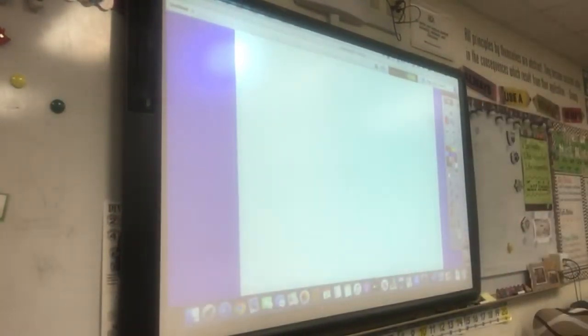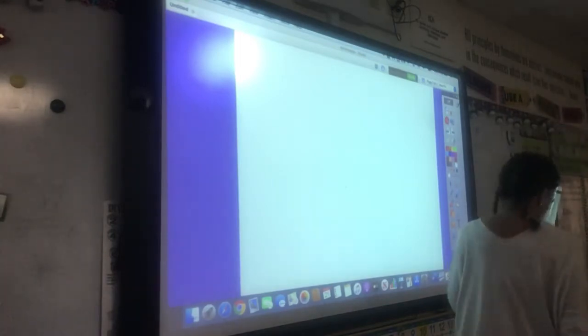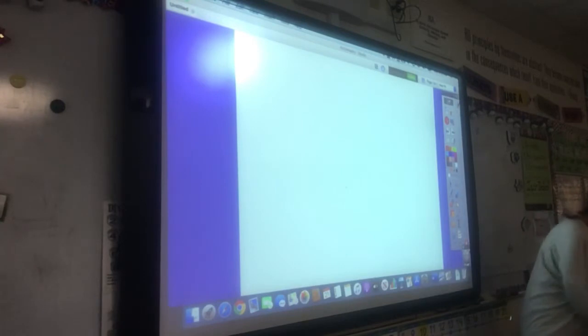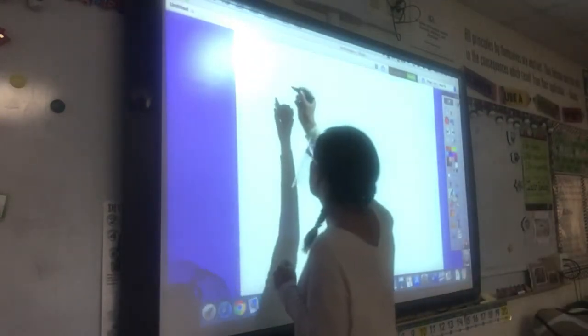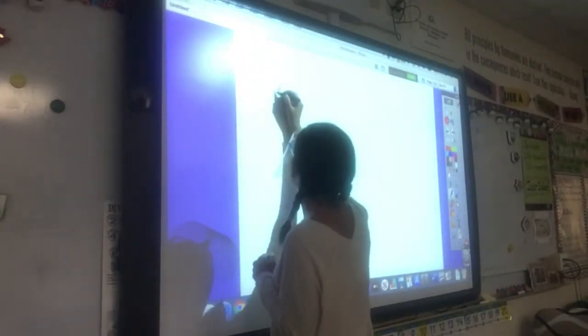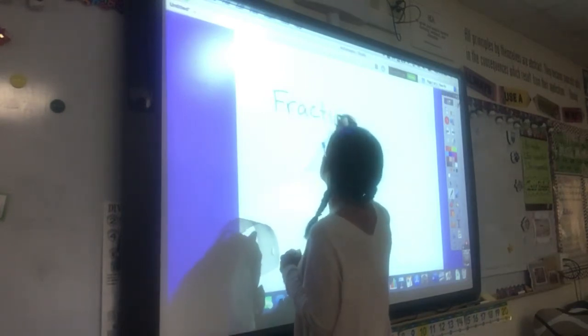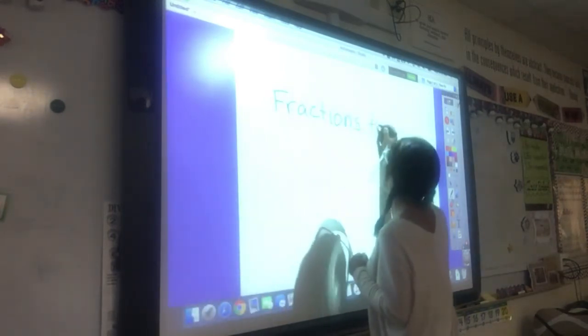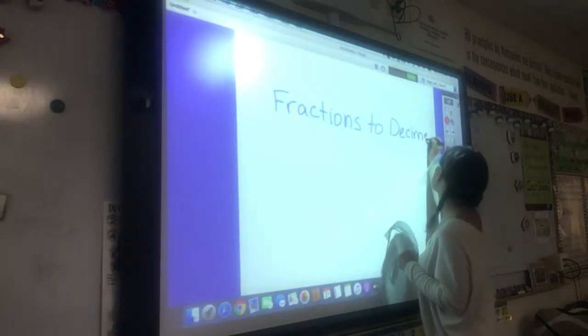Okay, if you'll go to the top of your next empty page, I'm going to show you another way you're going to be able to use equivalent fractions. Put this at the top of your next empty page: fractions to decimals.